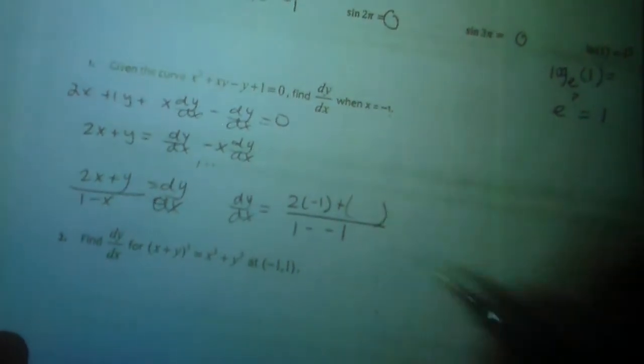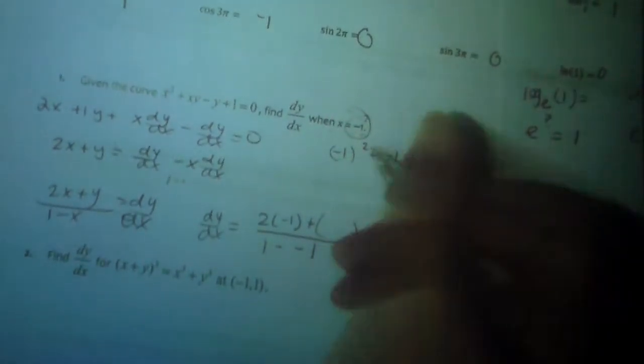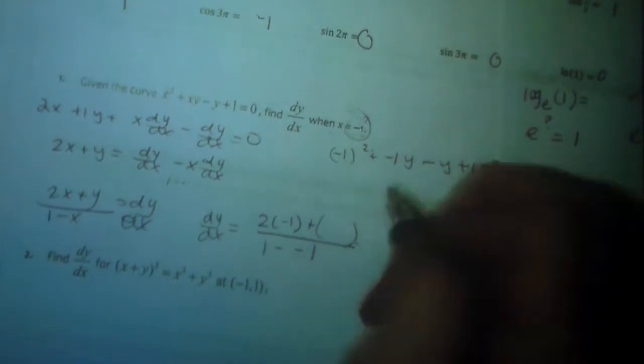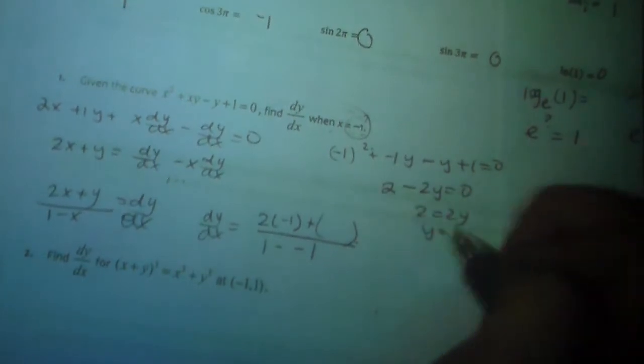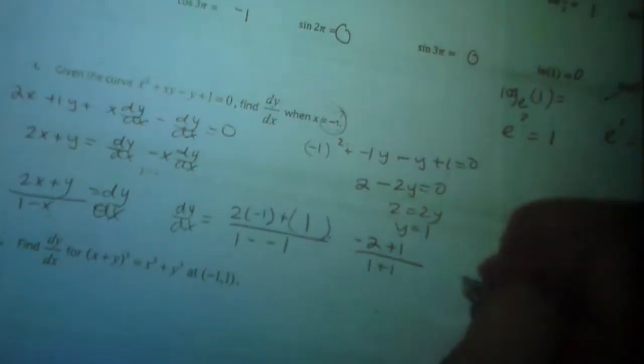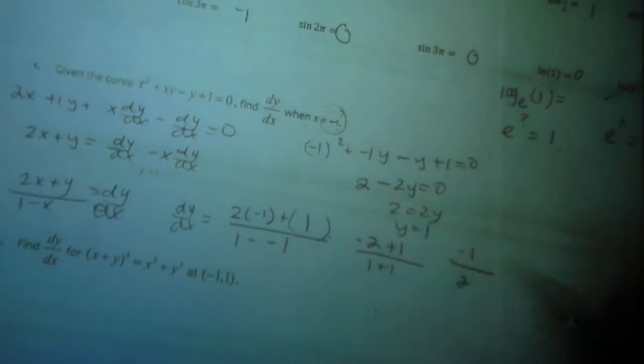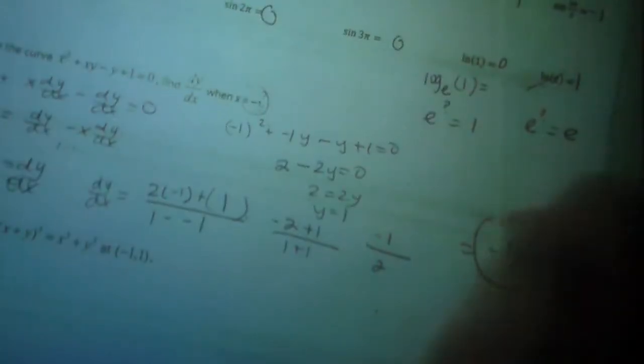Now I need to know what my y is, so in order to find the y value that goes with x, you just take that and plug it into our original, so negative 1 squared plus negative 1 y minus y plus 1. Negative 1 squared is 1, 1 plus 1 is 2, negative y minus negative y is negative 2y. Y equals 1. And then we've got negative 2 plus 1 over, this becomes 1 plus 1, so that's 2. Negative 2 plus 1 is negative 1, so negative 1/2.